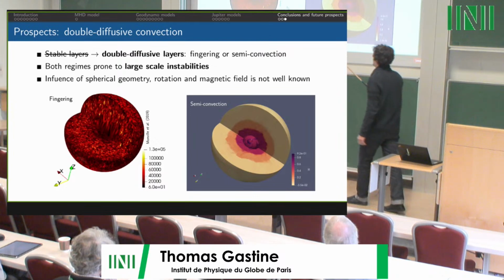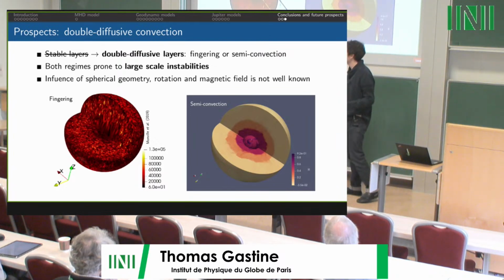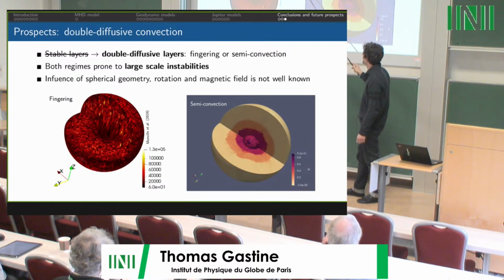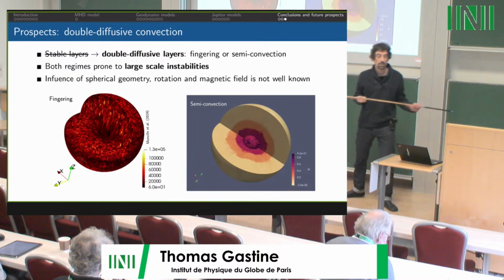But there is a lot to be done because little is known about the influence of spherical geometry on these instabilities, not even talking about rotation and magnetic field. Really, there is a lot to be done here.